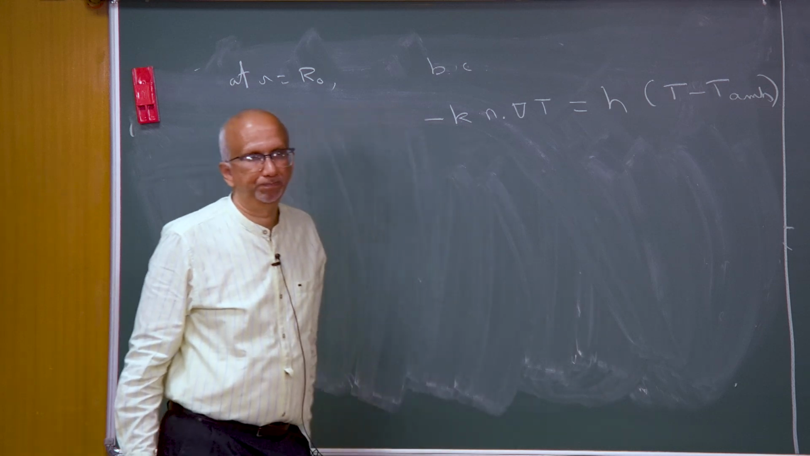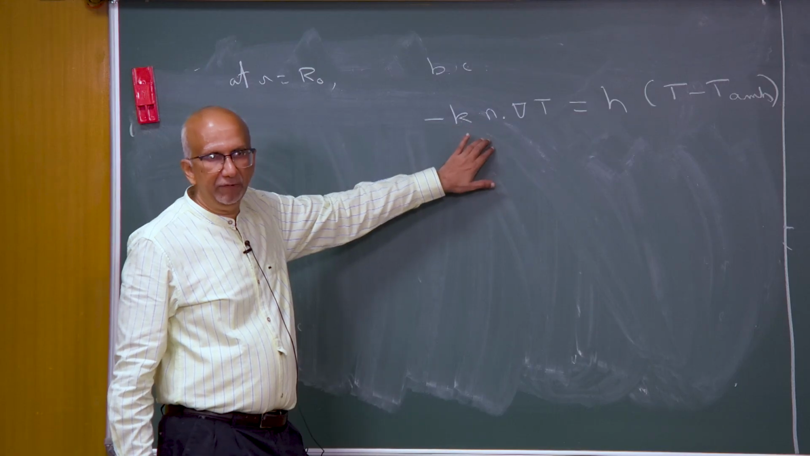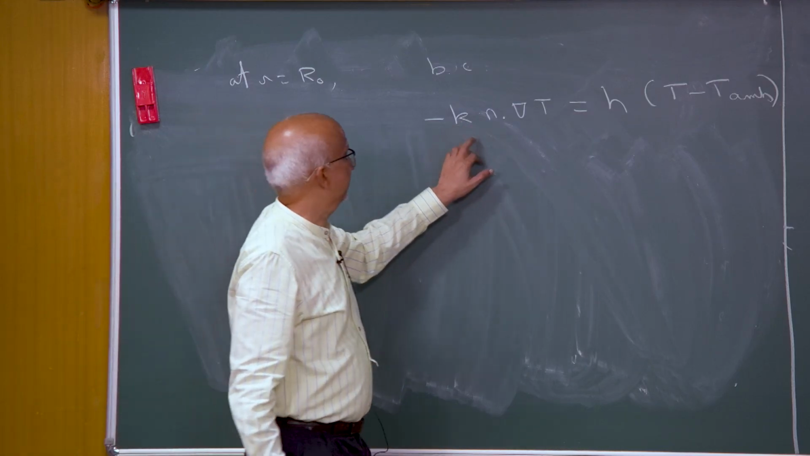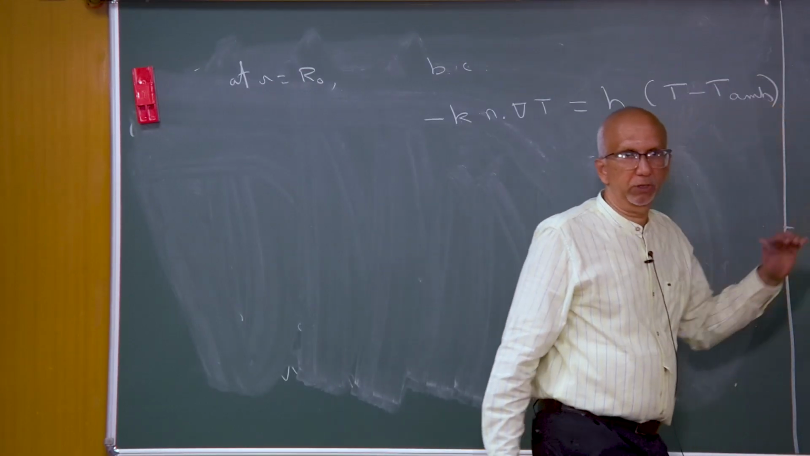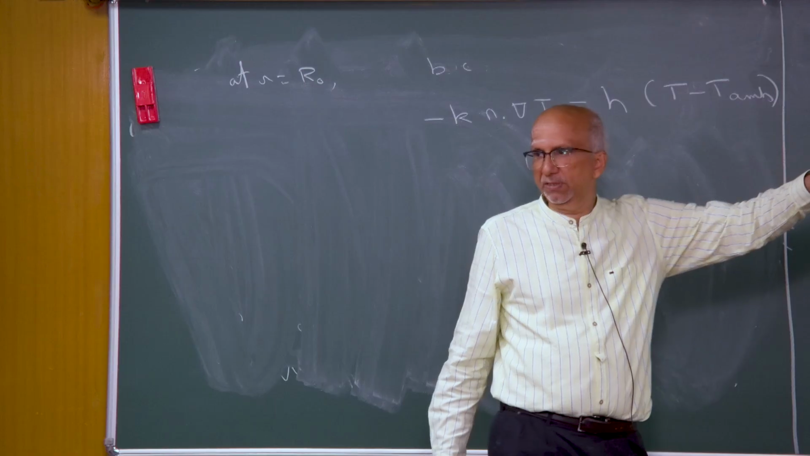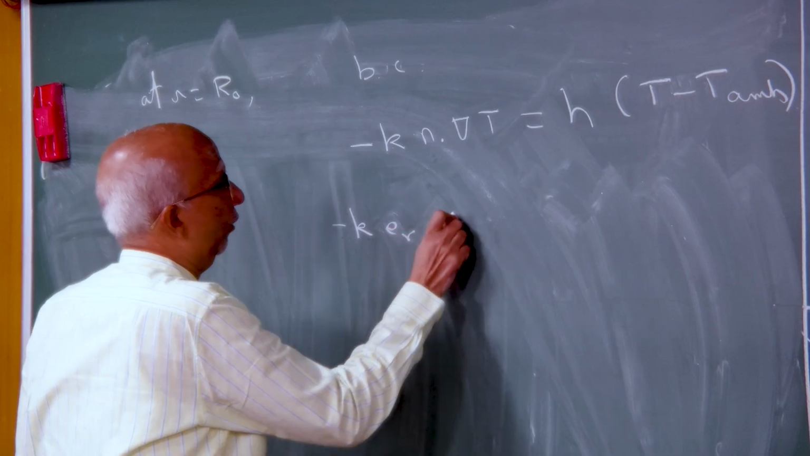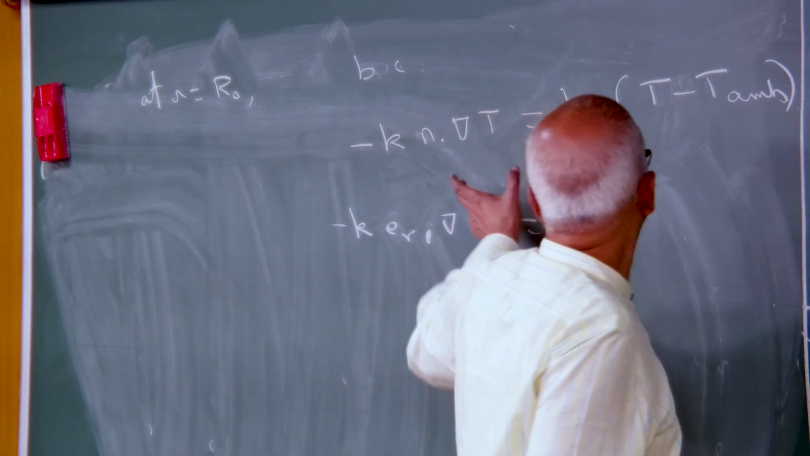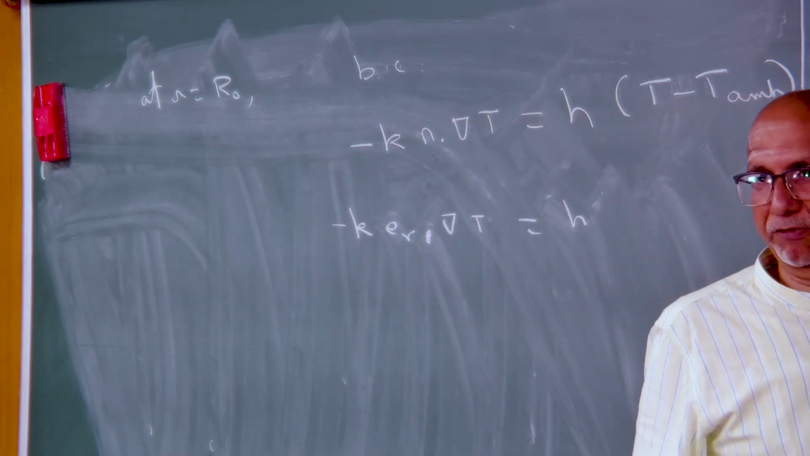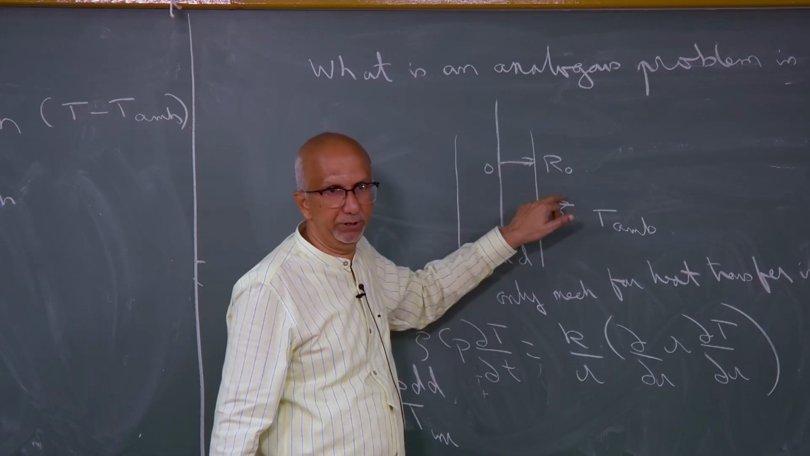Okay. I have written it in a general form. I am going to write it specifically now. Here n is the direction of the outward normal, and in this case the outward normal is in the r direction. Okay, so this is basically minus k e_r dotted with the gradient of T equals, and the left hand side tells me the flux of heat coming from inside, the conductive flux from inside the cylinder to the surface.